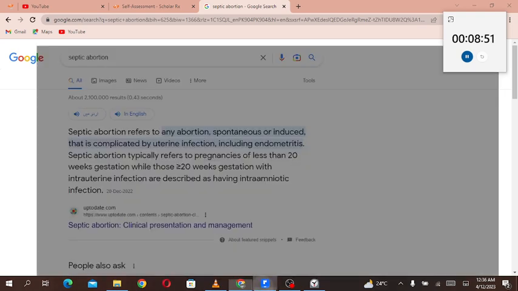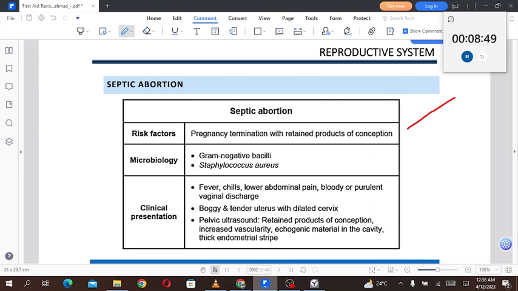So here we are talking about septic abortion, which means that there was some abortion and that was followed by inflammation. So, pregnancy termination with retained products of conception. Either we did not do dilation and curettage at all, or there was some dilation and curettage that was done, but that was not enough. As a result, gram-negative bacilli and Staphylococcus aureus can grow there.